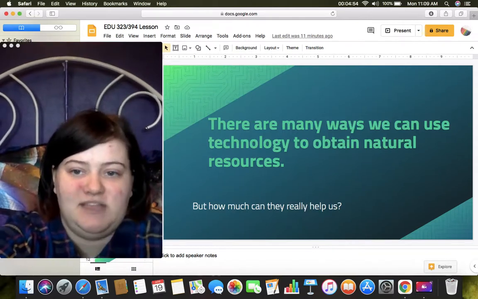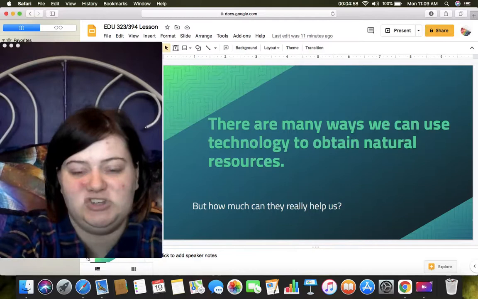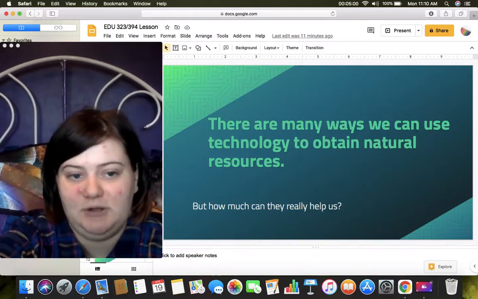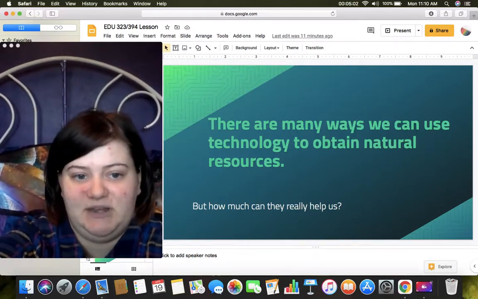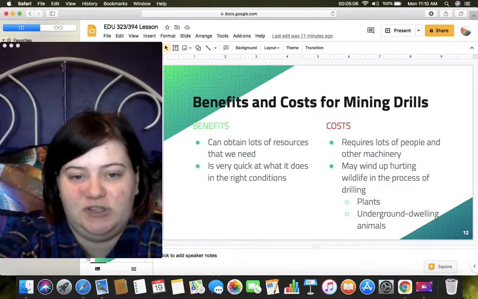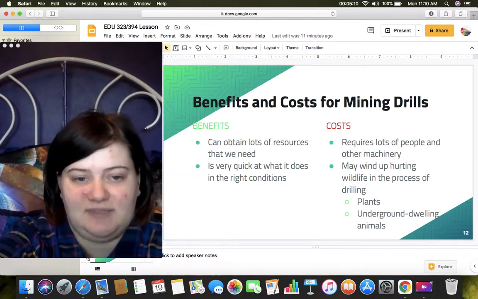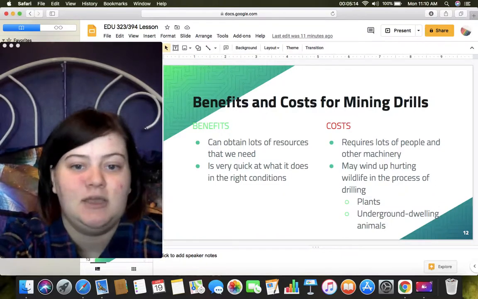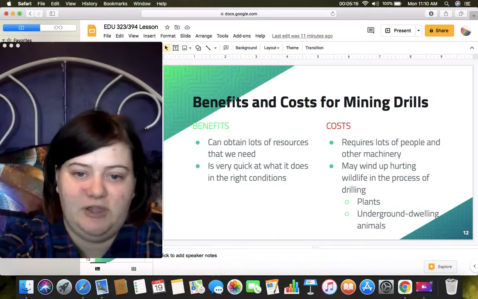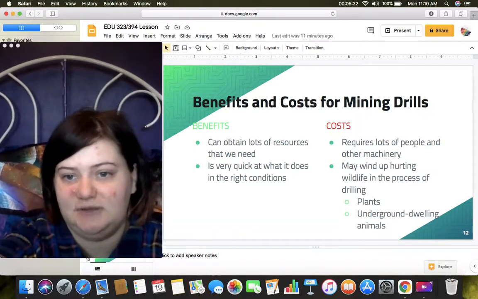So there are many ways that we can use technology to obtain natural resources, but how much can they really help us? So I'm going to go through each tool and explain some benefits and costs of each one. So for the mining drills, obviously they can obtain a lot of resources we need. I went over them a few slides ago. There's coal, diamonds, marble, so many things that we can use. And in the right conditions, it can be very quick at what it does if you saw in the video. If not, then you can go ahead and watch it after the presentation, like I said.